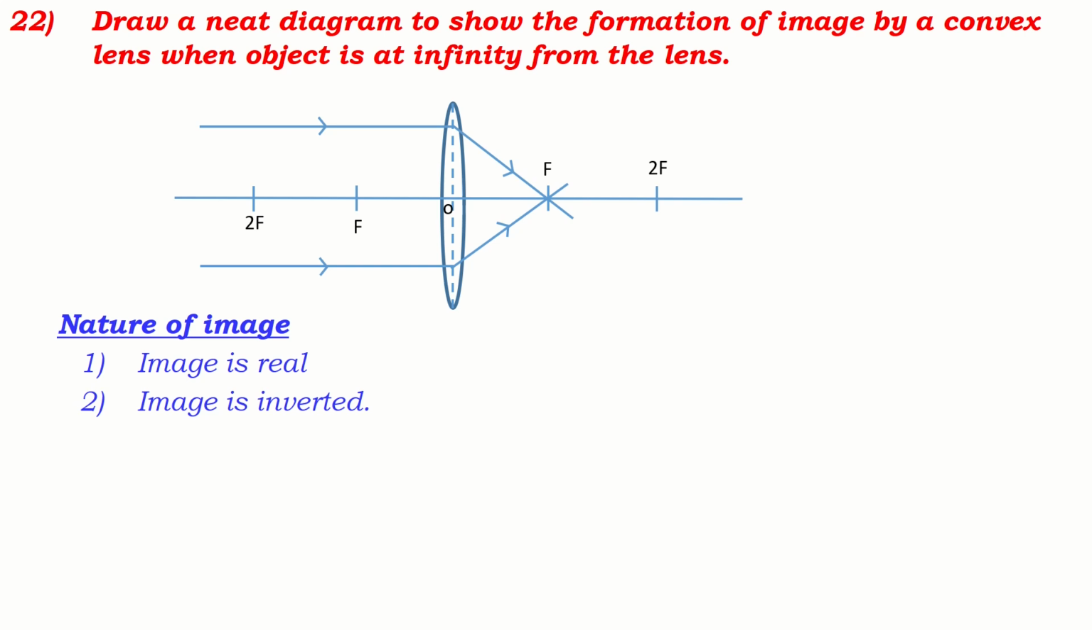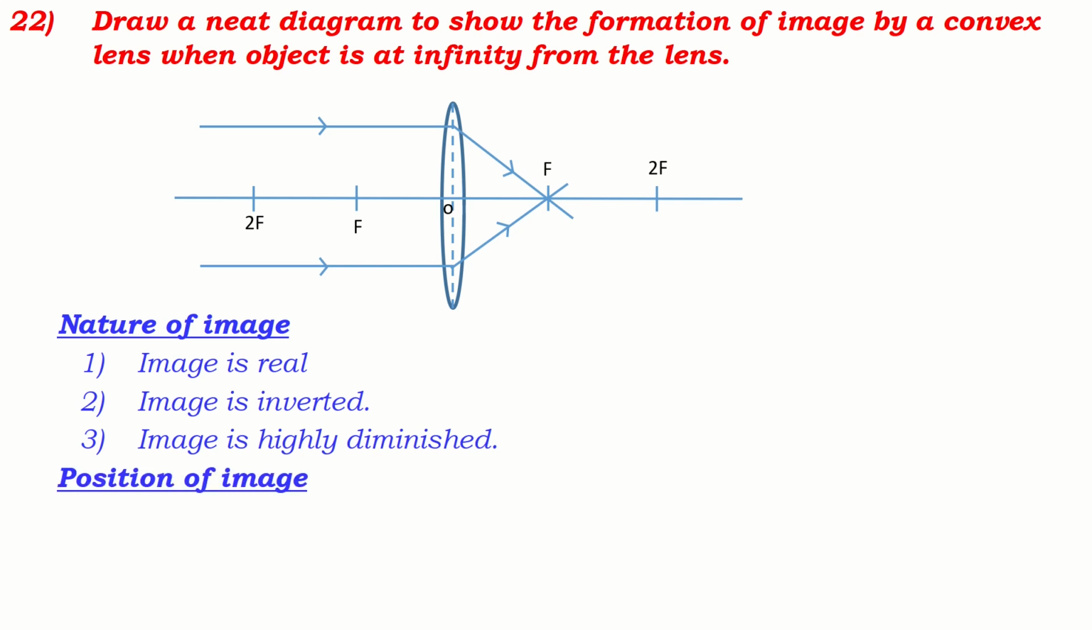Now second, image is inverted. The real image is normally inverted, and in this diagram we will not be able to see the inverted image. In another diagram we can see the inverted image clearly. Image is highly diminished. It is very small compared to the object, that's why it is highly diminished. The position of the image: it forms at focus on the other side of the lens. We can write the meaning of the symbols also. F is focus, O is optical center.